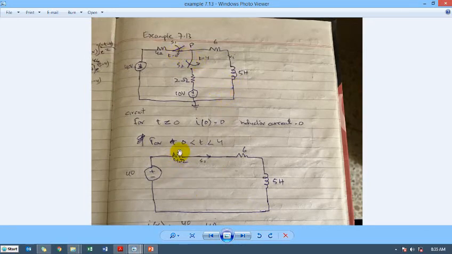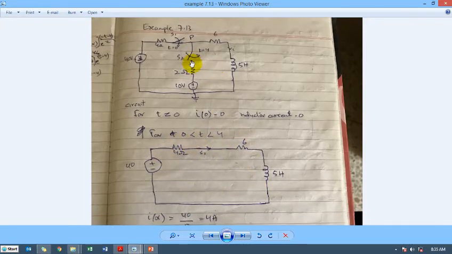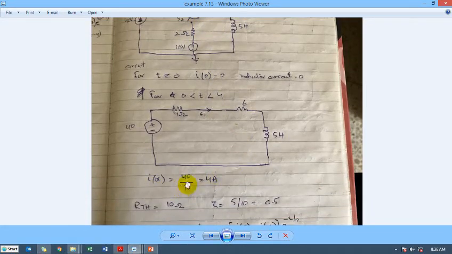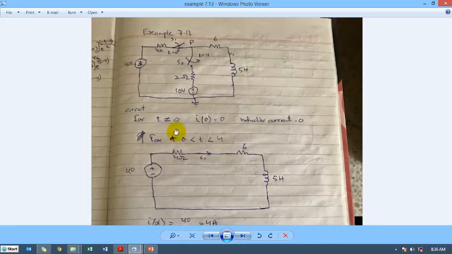So for time 0 less than t, and t less than 4, for a time slot of 0 to 4 seconds, this is the circuit. This switch is off, this switch is on, so this part is not here. From here we just find out I infinite, and already before it, for time t less than 0, this supply is disconnected, so the current through this inductor is 0 amperes. That's what I have mentioned here.